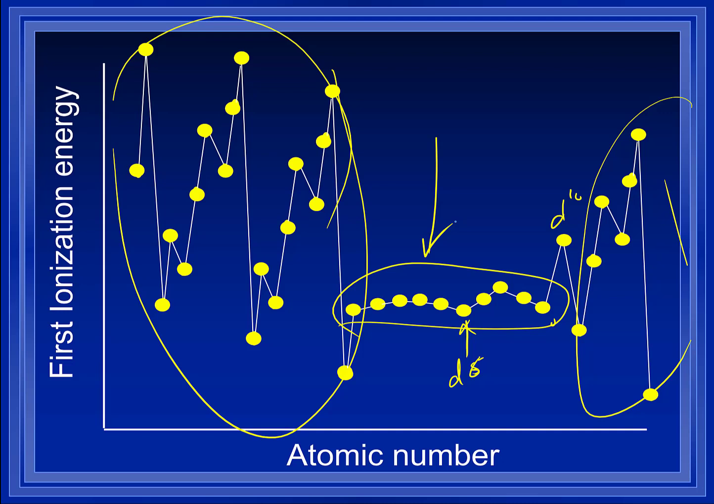Why is D9 lower? Let me try to think. Let's do this. This is S1, S2, D1, 2, 3, 4, 5, 6, 7, 8, 9, 10. So D9. It should be a little bit because you've got a half full orbital if you take the D10 one off. You've got S1 D10. No, S1 D9. You still have a half full one.